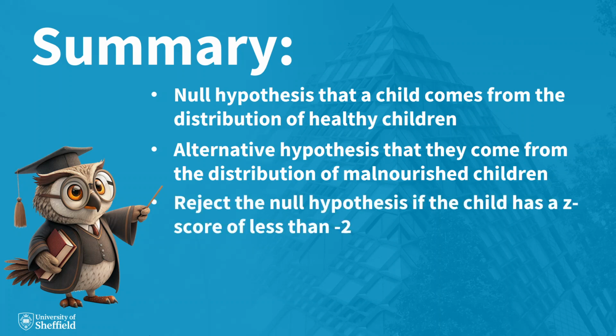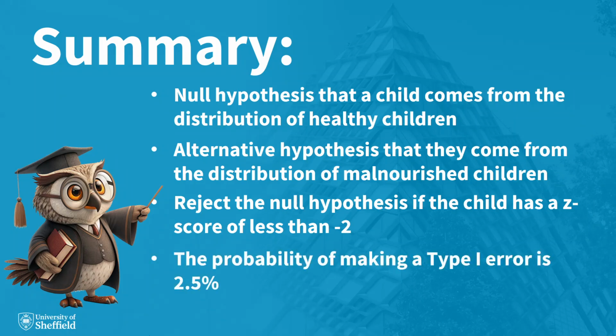To make our decision, we must compare the child's height for age Z-score with some cutoff point. The UN has selected a cutoff point of minus 2, and in fact that is a conventional cutoff point for many statistical applications. Choosing this cutoff point of minus 2 means that we have a 2.5% probability of making a type 1 error, meaning that 2.5% of children who are actually healthy will be misclassified as malnourished.